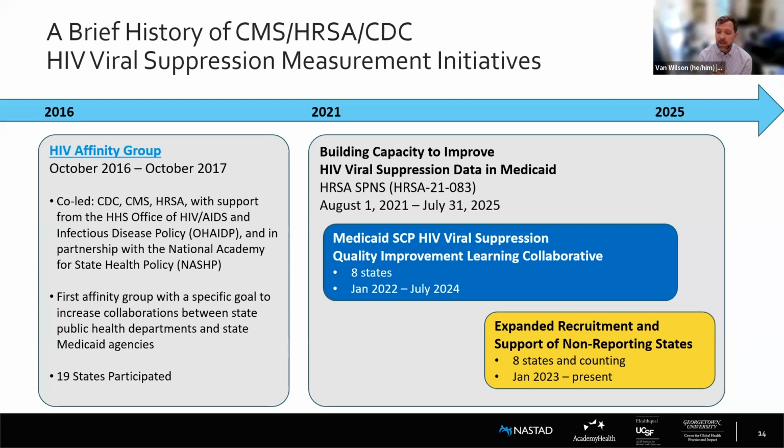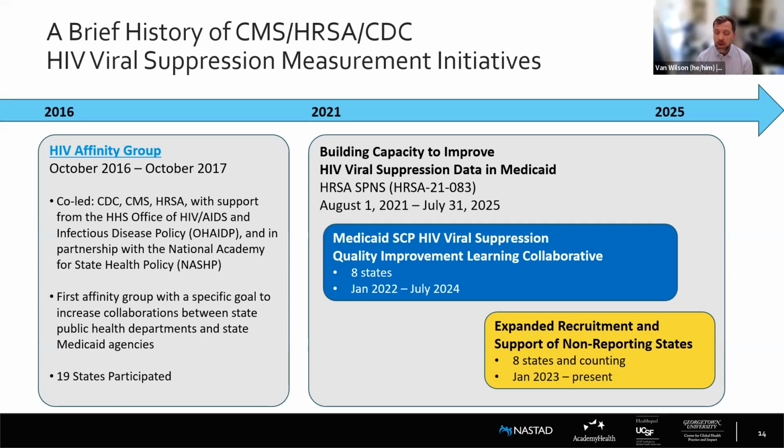And a handful of states began reporting the HVL-AD shortly after this first affinity session or affinity group here that you see that started in 2016. This was a federal effort co-led, and get ready for some acronyms here: CDC, CMS, HRSA, the HHS Office of HIV/AIDS and Infectious Disease Policy, and NASHP, or the National Academy for State Health Policy. This was really the first affinity group with a specific goal to increase collaboration between public health departments and state Medicaid agencies, and 19 states participated in that.